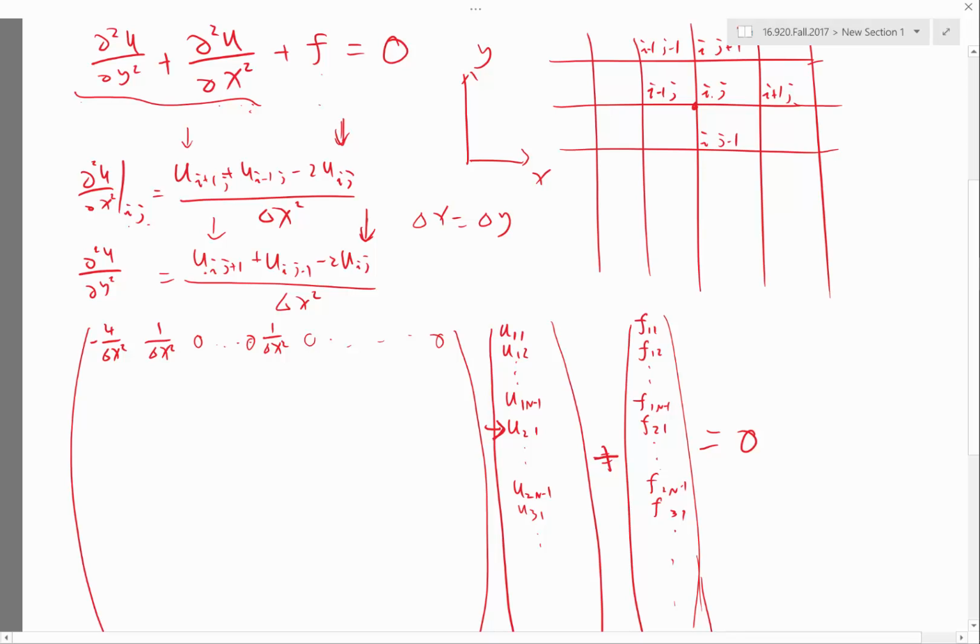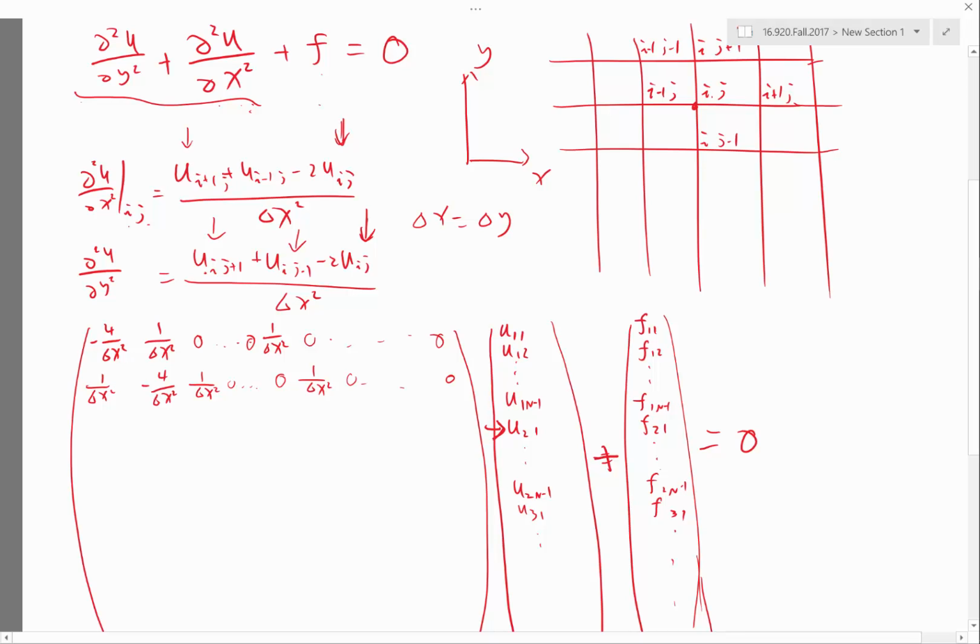For the second row, I'm looking at i equal to 1, j equal to 2. So the difference is that this additional term is going to be in the equation. This term is going to be here. It's going to be 1 over delta x squared. The diagonal term is the same. The upper diagonal term is going to be the same. I get a bunch of zeros. This is still 0. I get 1 over delta x squared and zeros, right?